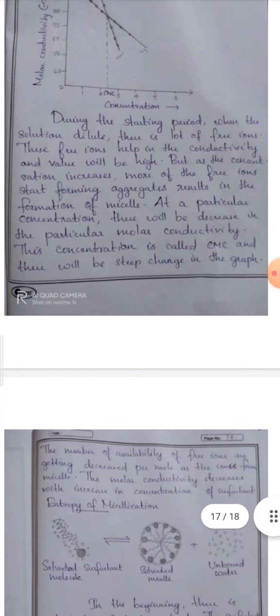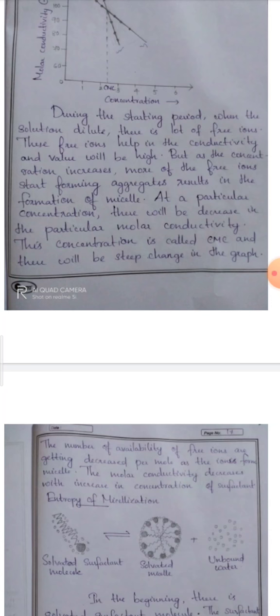That is, at first the molar conductivity decreases. Then after micelle formation, that is after micellization, the curve becomes steep, a gradual decrease in the molar conductivity. The number of available free ions per mole decreases as the ions combine to form the micelle. Hence the molar conductivity decreases with the increase in concentration of the surfactant.